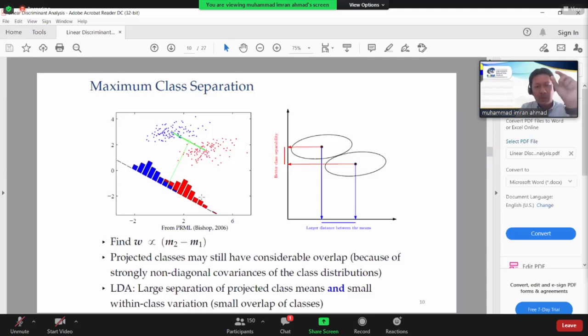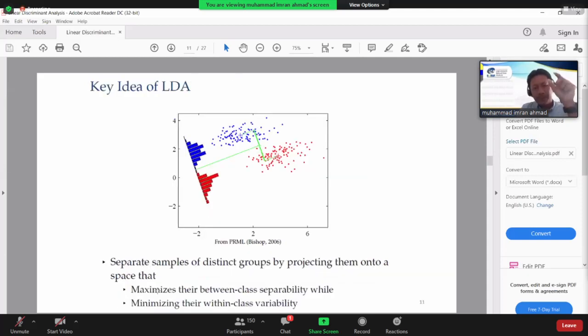compared to this one. You know, this one is wider. After we minimize within class, it becomes slim, or smaller. So this is what we want to do with the basis vector after we apply the projection technique. And this one is also the same for blue. It becomes smaller, okay? But the distance between the two is larger. It's far away. So we separate samples of distinct groups by projecting them onto a space that can meet these two criteria.